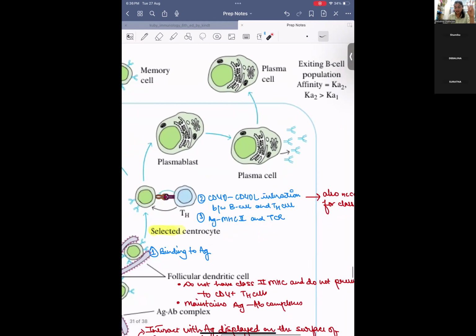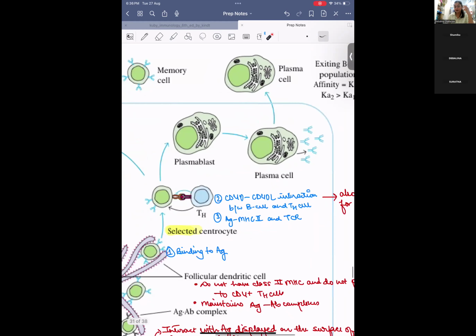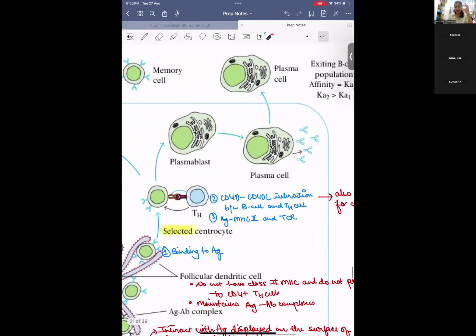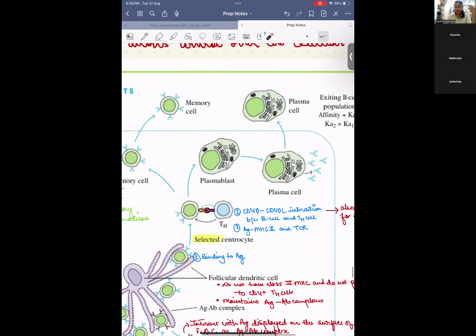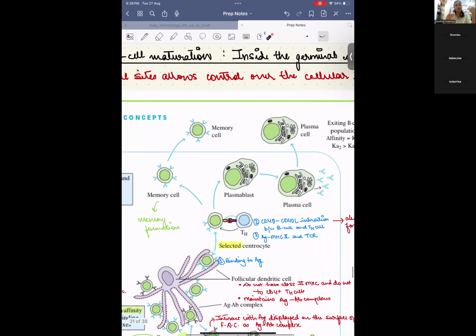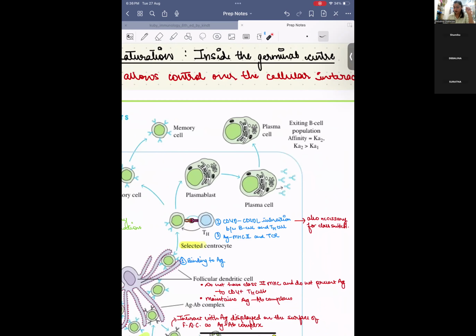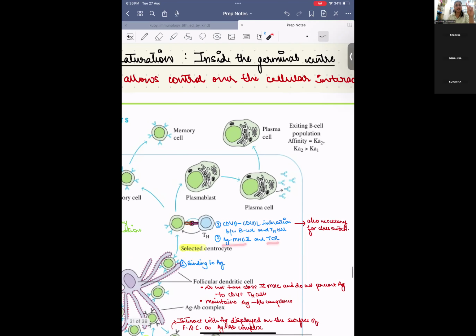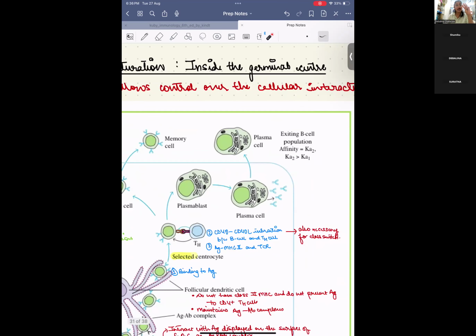So there are three such interactions that are actually activating your centrocyte to then differentiate and produce the effector molecules into the lymph, right? What are those three interactions? First, binding of antigen, the CD40 and CD40L interaction between B cell and T helper cell, and the antigen MHC complex interaction with the TCRs. These three interactions together ensure the activation of your B cell.